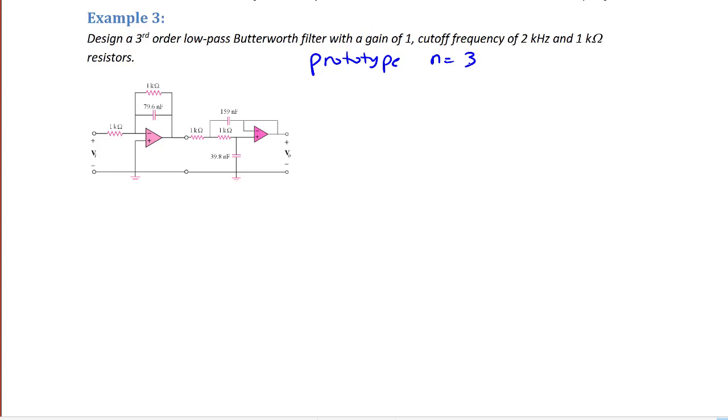The prototype for a third order Butterworth filter is a first order low pass filter cascaded with a second order low pass filter. So here is the first order prototype with a 1 ohm resistor, a 1 farad capacitor, and a 1 ohm resistor in the feedback.